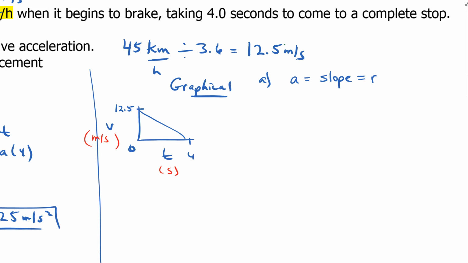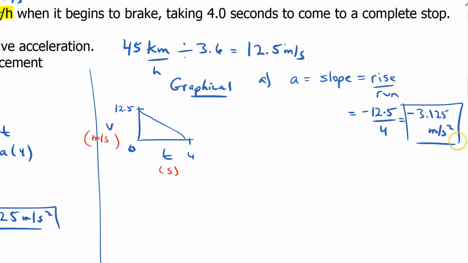which is the same thing as the rise over the run, which is equal to, now how much does it rise? It actually goes downward, so it rises minus 12.5 divided by 4. And here we get our same answer of negative 3.125 meters per second squared. If you're not sure about the units, the rise, velocity, was in meters per second divided by seconds, and that's how you get meters per second squared.